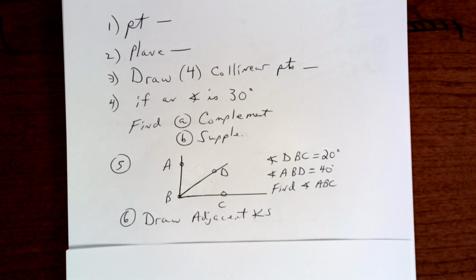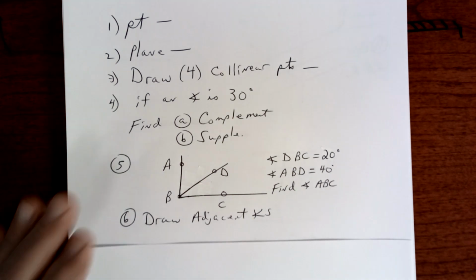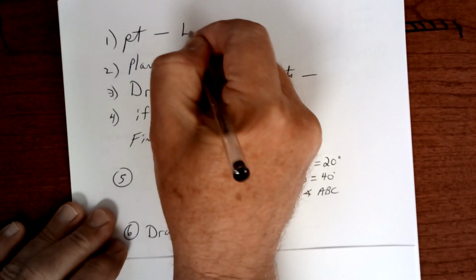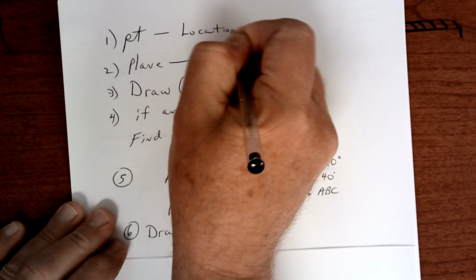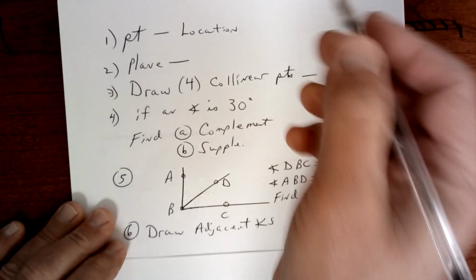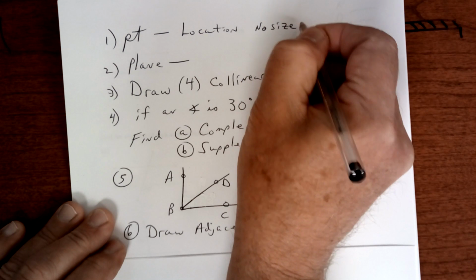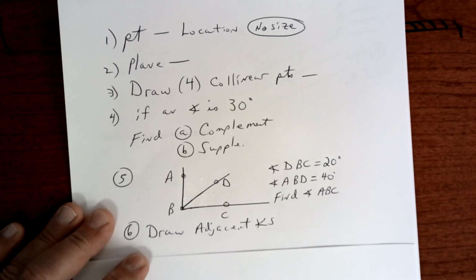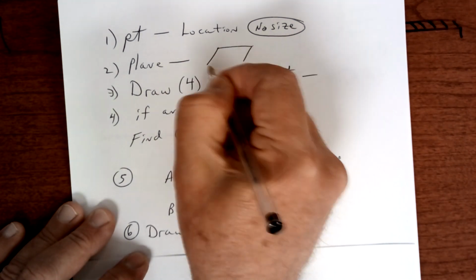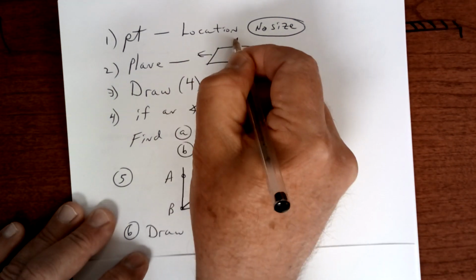What is a point? Well, a point is a location. There's no such thing as a skinny point. It has no size. It's just location. What is a plane? A plane is a flat area that extends in all directions. It never ends.